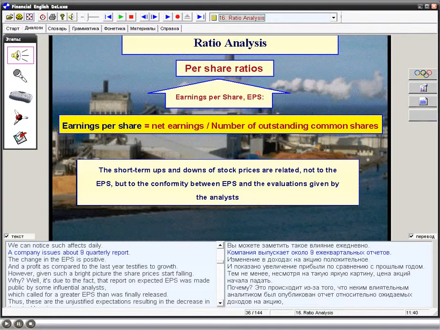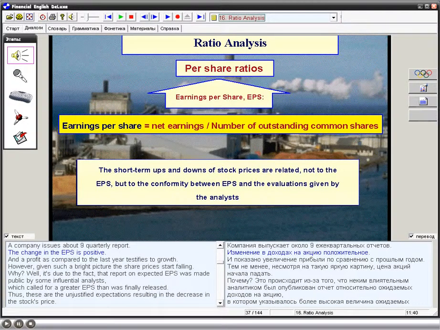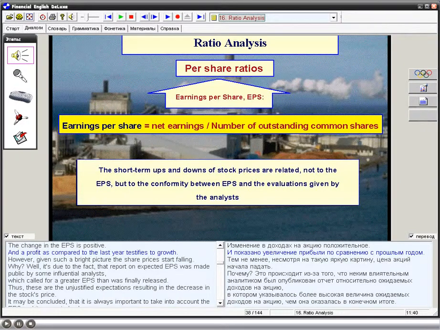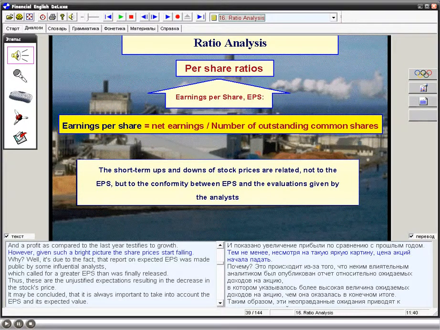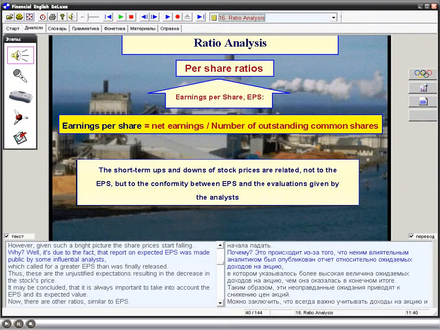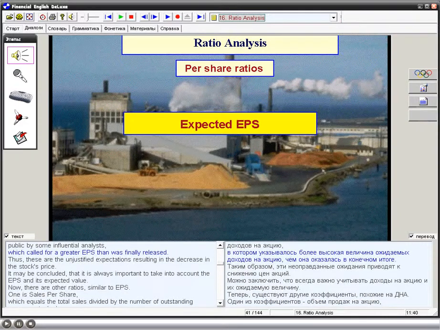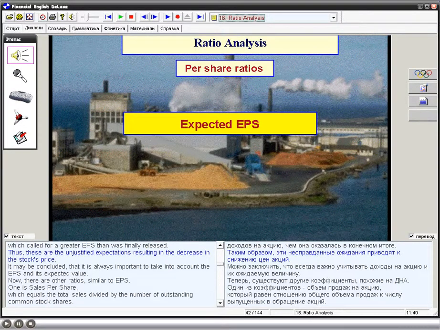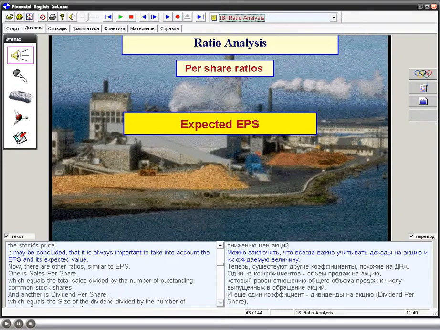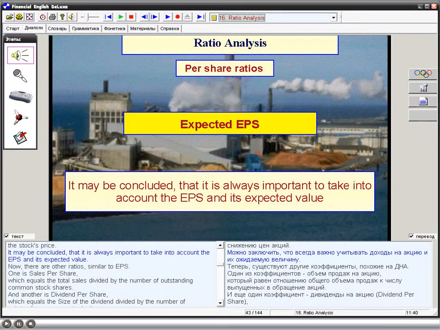A company issues a benign quarterly report. The change in the EPS is positive, and the profit, as compared with the last year, testifies to growth. However, given such a bright picture, the share prices start falling. Why? Well, it's due to the fact that a report on expected EPS was made public by some influential analysts, which called for a greater EPS than was finally released. Thus, these are the unjustified expectations resulting in the decrease in the stock's price. It may be concluded that it is always important to take into account the EPS and its expected value.